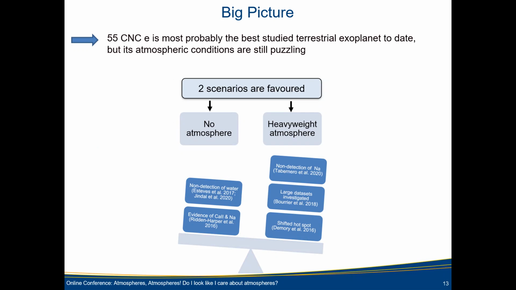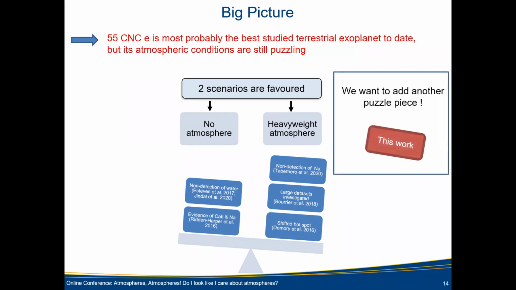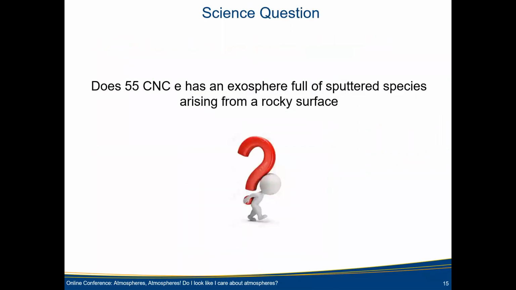So what we are doing here is the following. We want to add another puzzle piece to that work, investigating the atmosphere of this planet during transit. We want to investigate the question whether this planet could have an exosphere full of sputtered species which arise from a rocky surface.